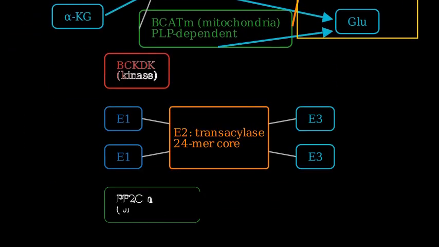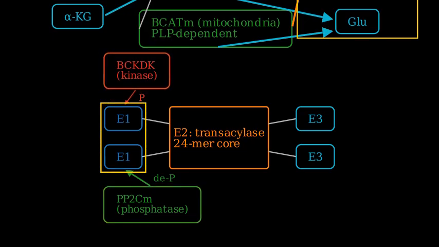Step 2. The branched-chain keto acid dehydrogenase complex in mitochondria. It has three enzyme components: E1, the decarboxylase; E2, the transacylase lipoyl core; and E3, the dihydrolipoamide dehydrogenase. Its activity is acutely controlled by phosphorylation. The kinase BCKDK inactivates, and the phosphatase PP2Cm activates by dephosphorylation.